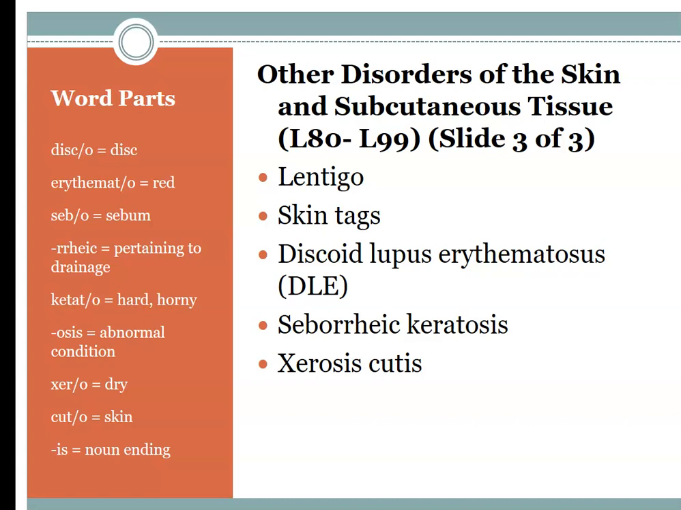Your word parts. Disco equals disc. Erythemato is red. Sebo is sebum. Rrheic is pertaining to drainage. Kerato is hard or horny. Osis is abnormal condition. Xero is dry. Cuto is skin. And a is a noun ending.